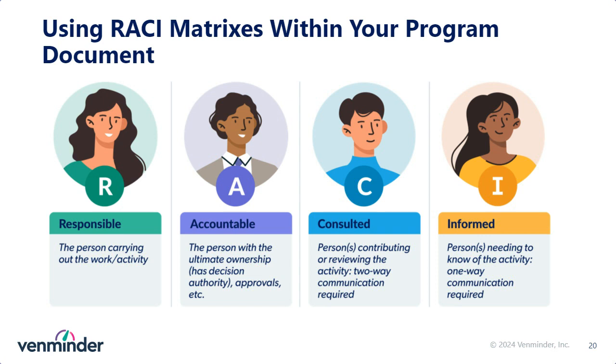That leaves us with the informed role. Now, the informed role are persons or teams that need to know of the activity, but they're not really contributing to it. They're not really giving us any approvals, and we only need to have one-way communication with them.